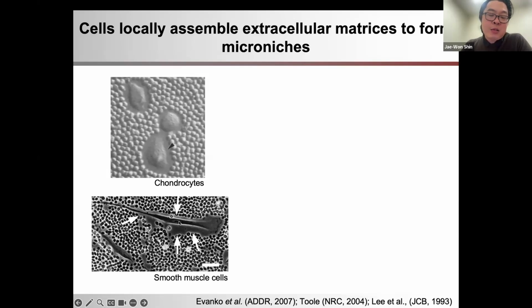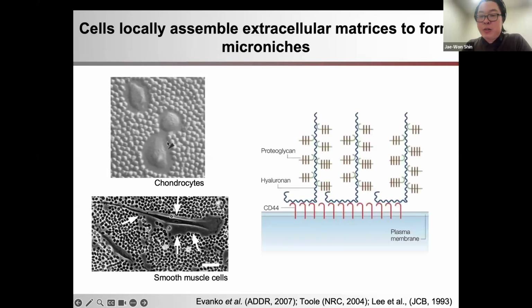In fact, some studies show that these extracellular matrix layers, locally deposited immediately around cells, are highly elaborate, consisting of hyaluronic acid and proteoglycan that can be sensed by receptors like CD44. So how can we go about engineering these kinds of local microscale environments around cells, preferably around single cells?